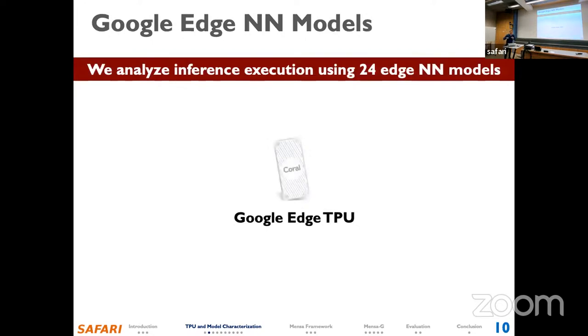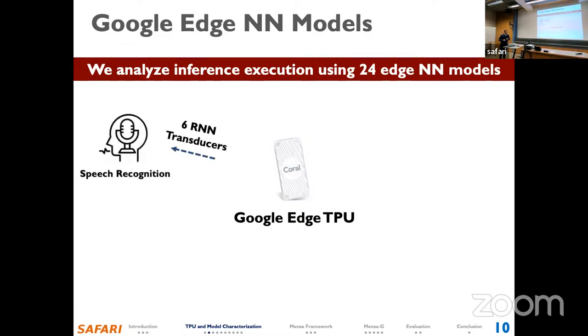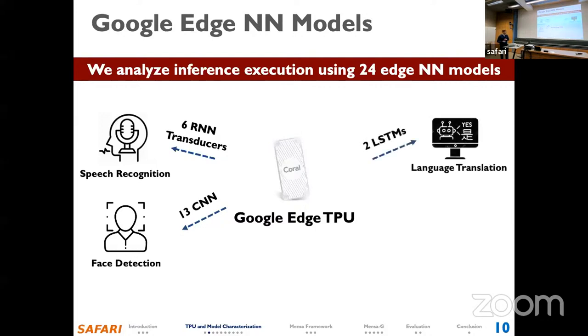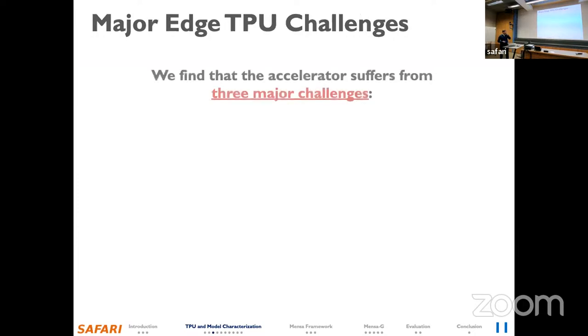As I said, we went to Google and took 24 of the different edge neural network models that were running on this Google Edge TPU accelerator. Specifically, they were six recurrent neural network transducers used, for example, for speech recognition, 13 convolutional neural networks used, for example, for face detection, two LSTMs, long short-term memory networks, used for language translation, and three recurrent convolutional neural networks used for image captioning, for example. We took those workloads and ran them on the Google Edge TPU, and then we profiled them and did some analysis.